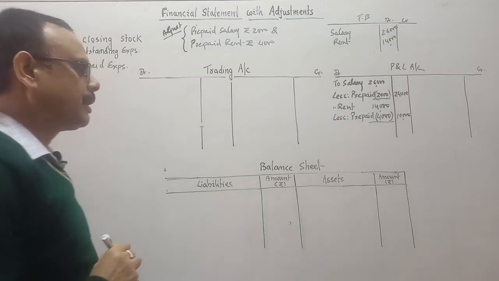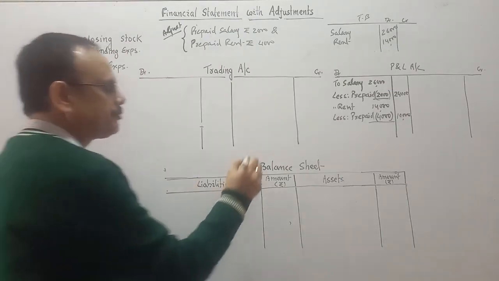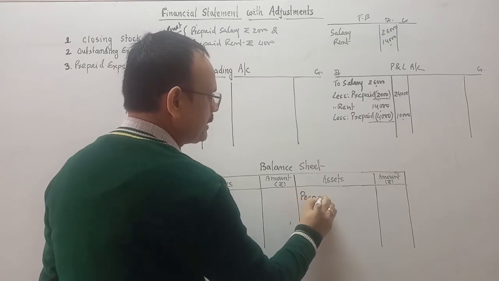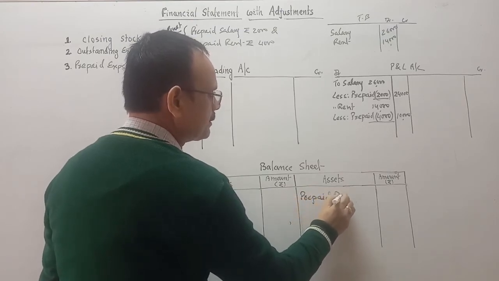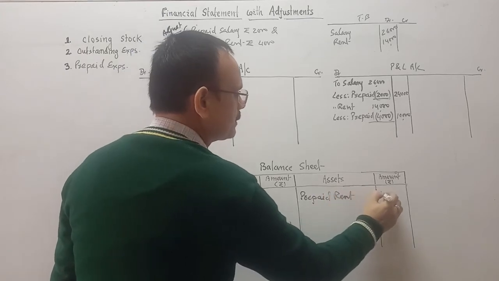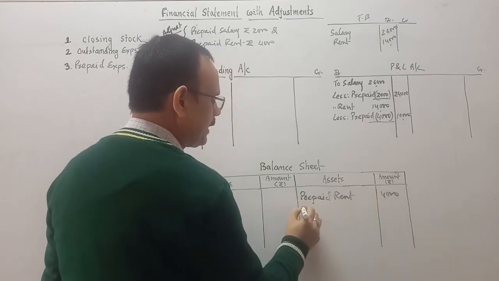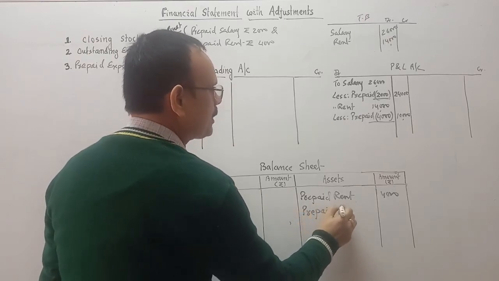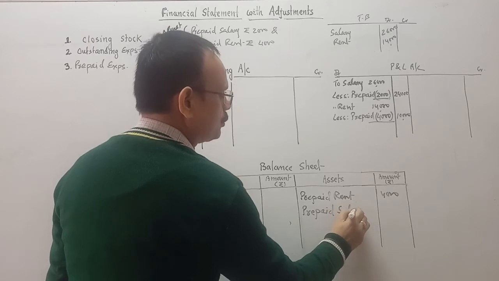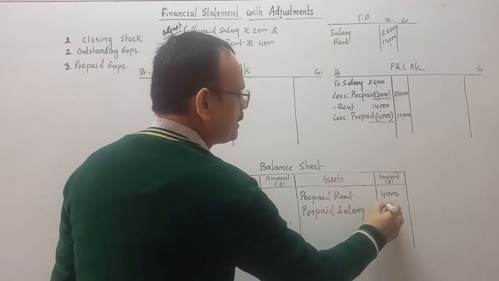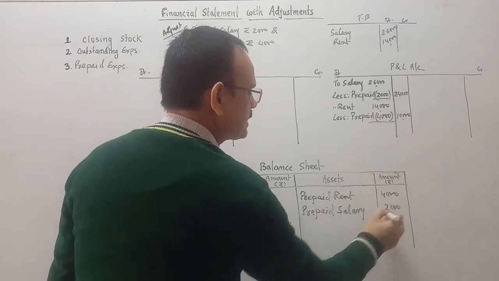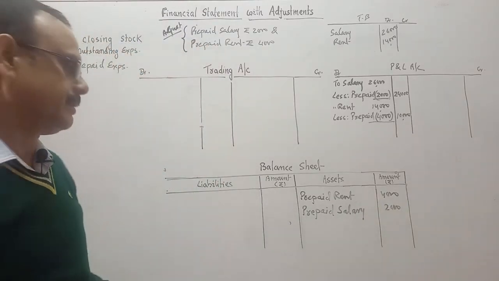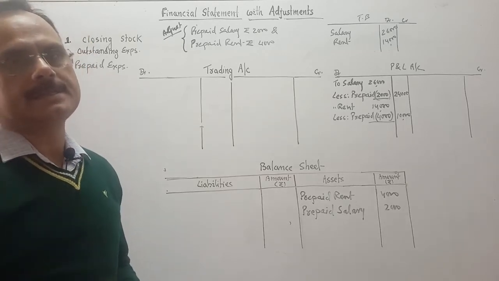In the profit and loss account debit side, prepaid rent and prepaid salary are assets. Prepaid rent you write in the asset side, 4,000, and prepaid salary is how much? Prepaid salary is 2,000. You write it in the asset side. Expenses paid in advance are an asset. It's a current asset.